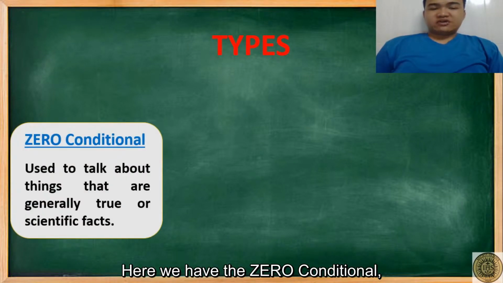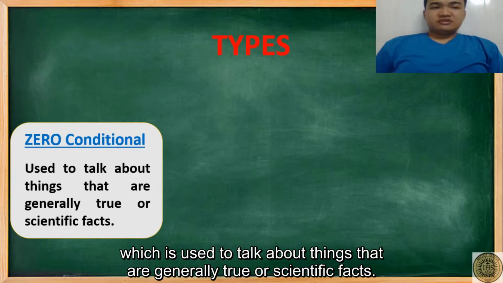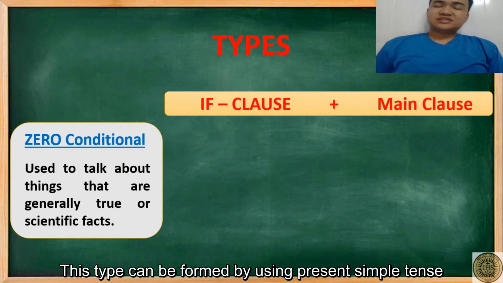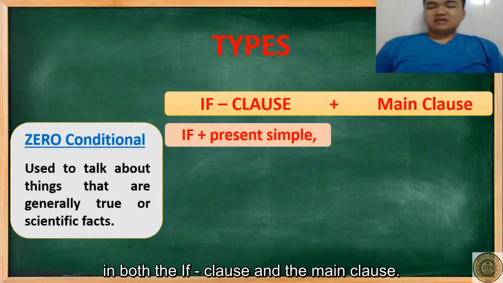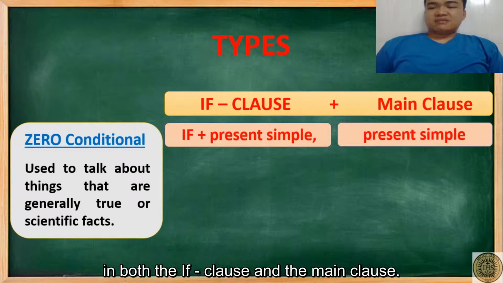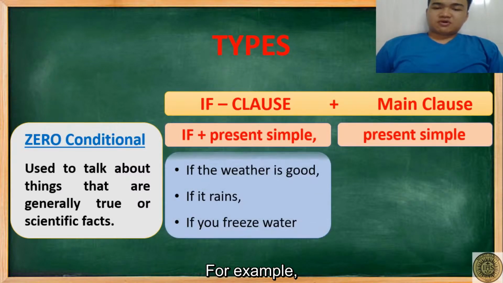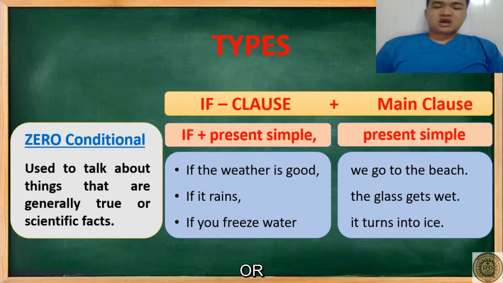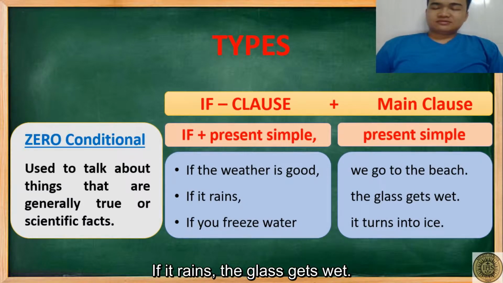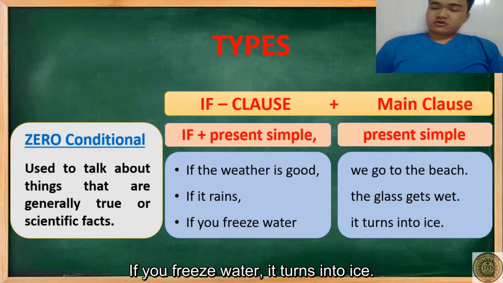Here we have the zero conditional, which is used to talk about things that are generally true or scientific facts. This type can be formed by using present simple tense in both the if clause and the main clause. For example, if the weather is good, we go to the beach. Or if it rains, the glass gets wet. Or if you freeze water, it turns into ice.